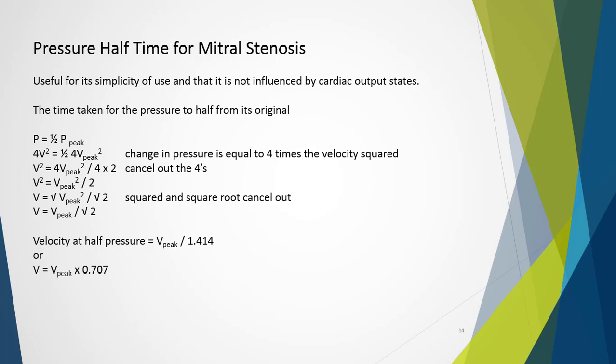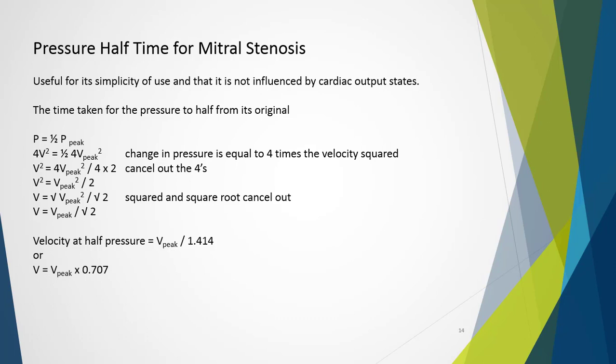Now we can investigate the pressure half-time use for mitral stenosis. The use of a deceleration slope for mitral inflow wave profiles may be utilized to determine the deceleration time and from that, pressure half-time estimations for the mitral valve area. The method is widely used for its simplicity and the fact that the measurement is not influenced by cardiac output states or by the presence of mitral regurgitation that influence the continuity equation.